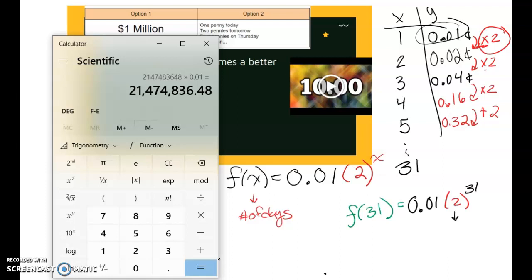$1 million. So I'm going to throw in another mix. There's actually a third option that might be a little bit better. Let's see what that third option is.